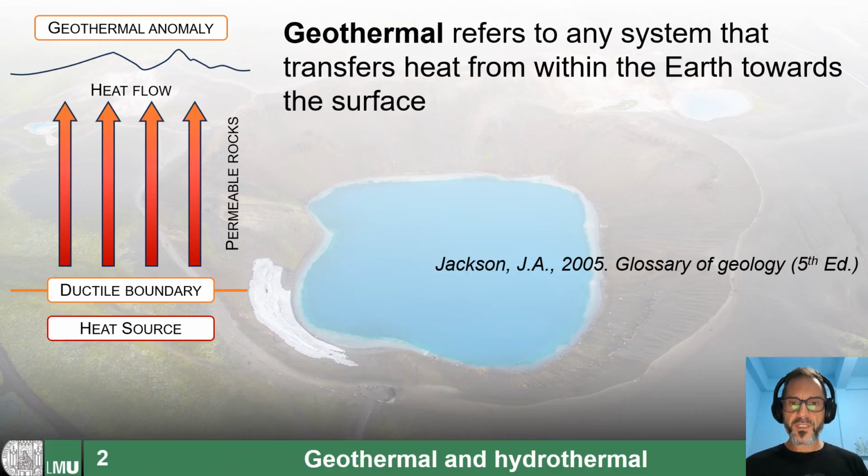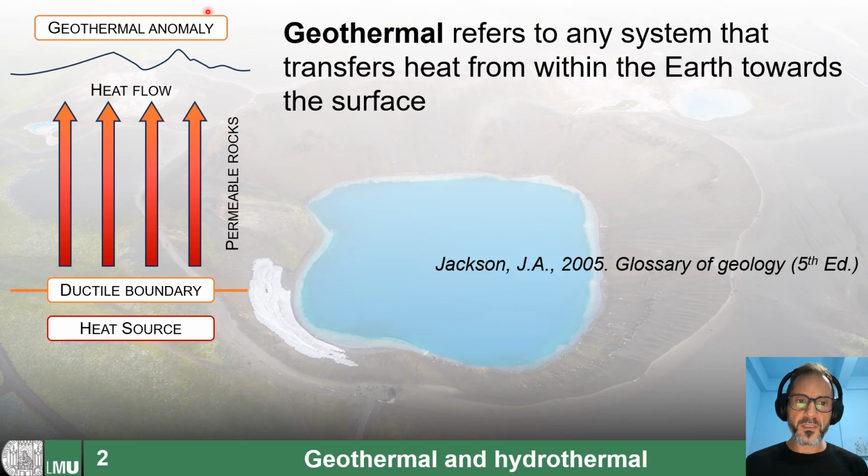Firstly, I would like to define a geothermal and hydrothermal system. While I will not go too much in detail about the types, properties, and examples, I just want to highlight that these terms are often used interchangeably but have different meanings, as proposed by Jackson 2005 in his Glossary of Geology. Geothermal refers to any system that transfers heat from within the earth towards the surface.